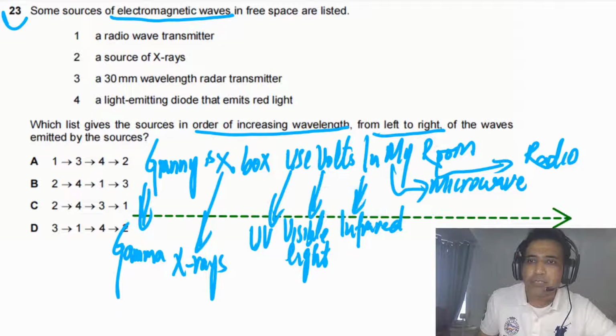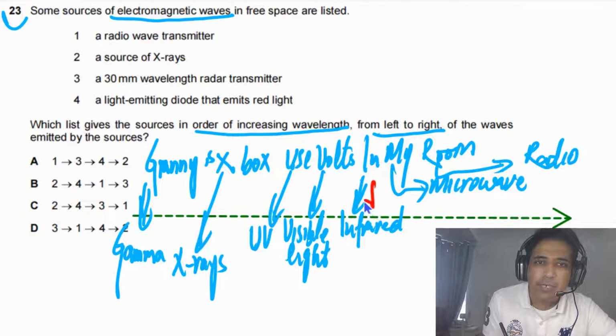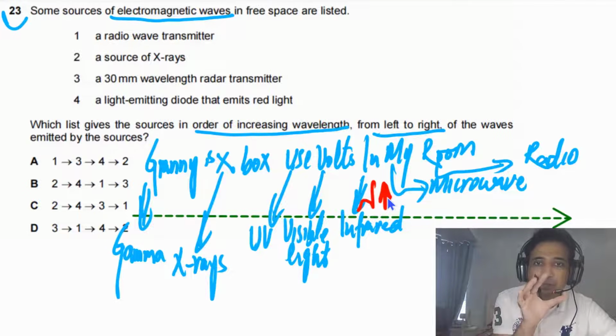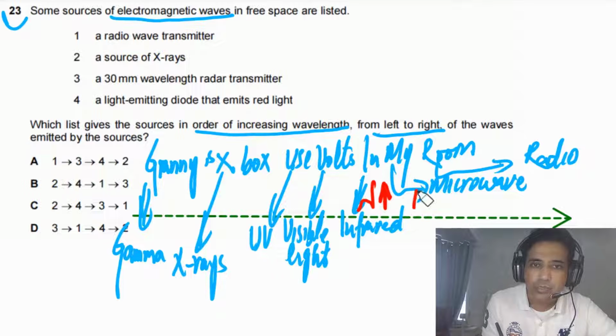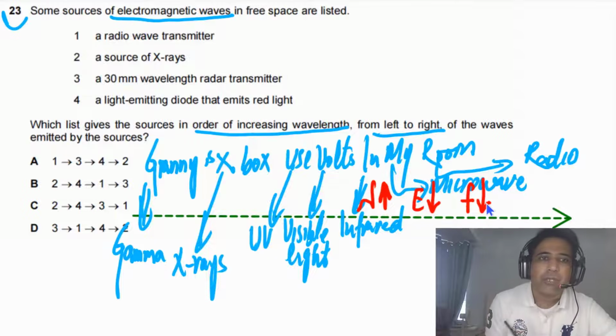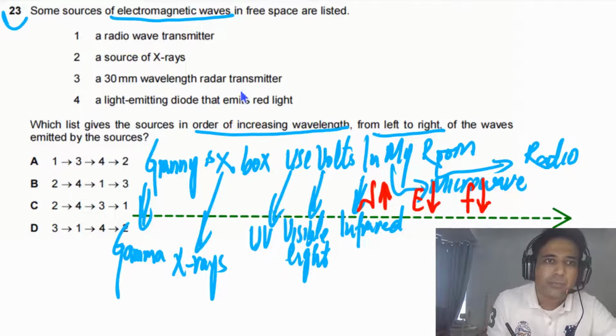wavelength is increasing. So lambda in this case is increasing. Energy is decreasing. Lambda is increasing, so we can say the energy of the photon decreases and the frequency also decreases. So this is a very important one you need to understand.